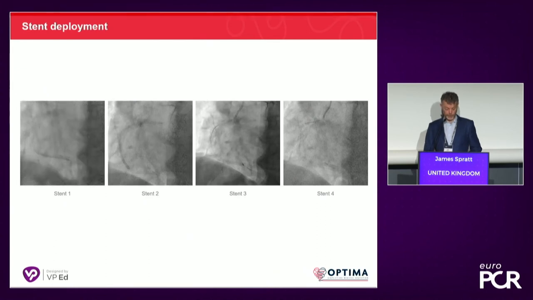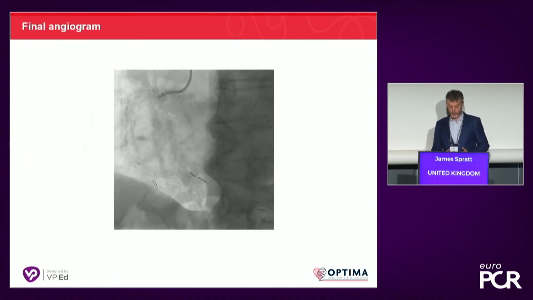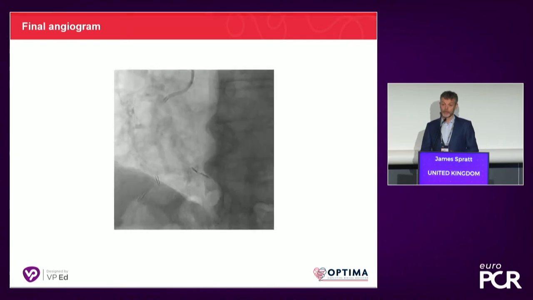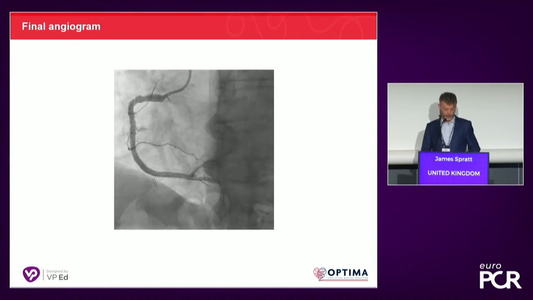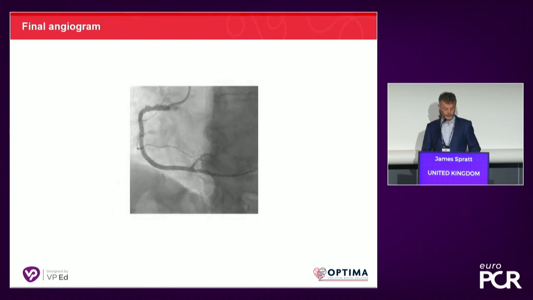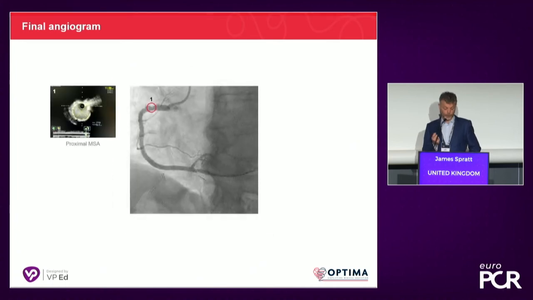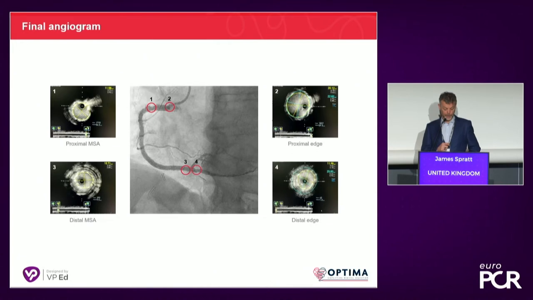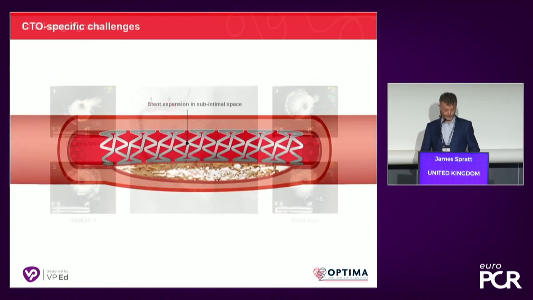So obviously we put in some stents, but it's not enough to put in stents. What we want to do is make sure that these stents are going to be durable. And durable really means MSA. What is the minimum stent area that we can get these stents to? So we're looking for proximal MSA, proximal edge of the stent, distal MSA. You can see this is a very large vessel, and distal edge, but the real crux point around these subintimal cases is your risk versus your reward in terms of optimizing the stent.